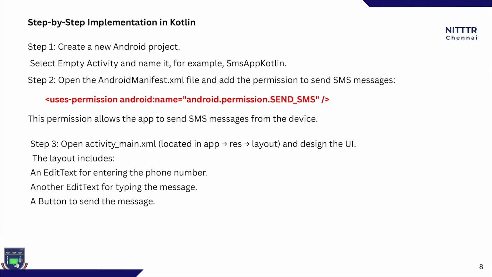Then the third step: open activity_main.xml. Generally it is located in the app folder, under the res folder, in the layout folder. Here we have to design the user interface. This kind of layout generally includes an EditText for entering the phone number, another EditText for typing the message, and a button to send the message.